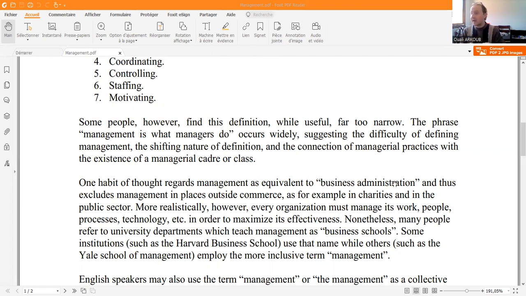But when we're talking about businesses, about the economic sector, we're talking about business administration, and when we're talking about charities, about the public sector, we're talking about public administration. Public administration is part of management, like business administration is a part of management. Business administration is not the equivalent of management. We must distinguish between them. Management is wider than business administration, which excludes management in places outside commerce, as for example in charities and in the public sector.